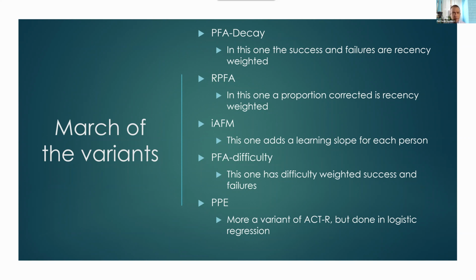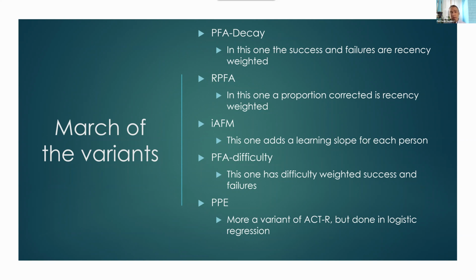And I think I'm missing some variants actually here, but there was a decay version. This is where you weight the successes and failures depending on how many trials they were in the past. And so that's like exponential weighting. It's fairly easy to compute. And then that was adapted into RPFA, where you do that same sort of exponential weighting based on how many trials in the past it was.